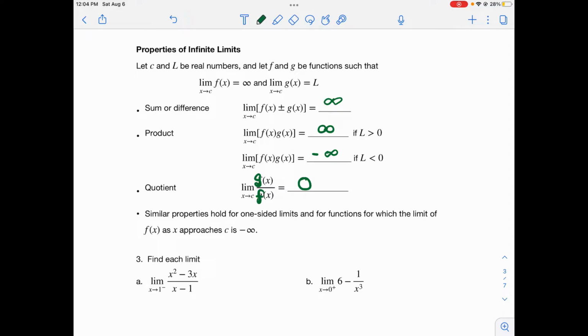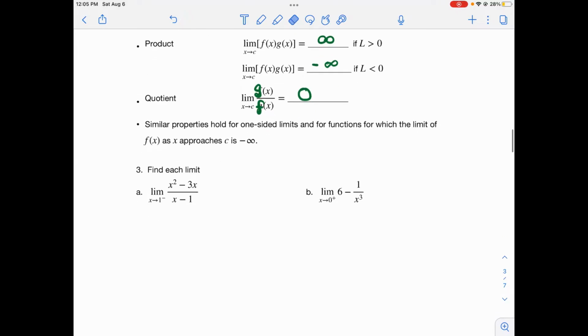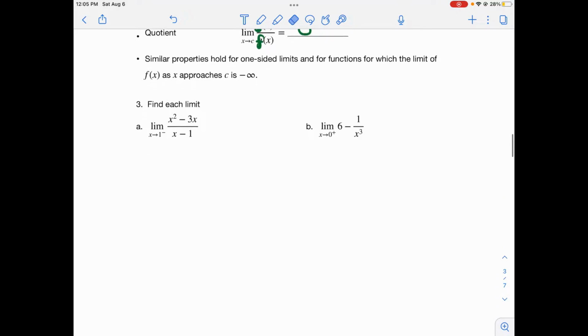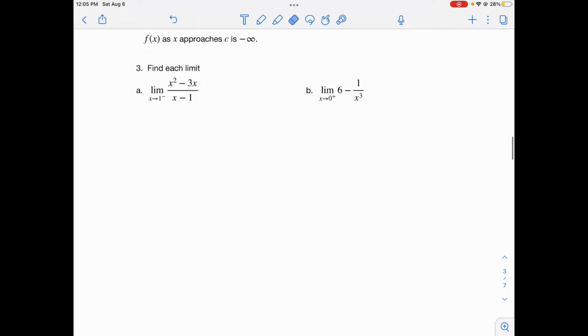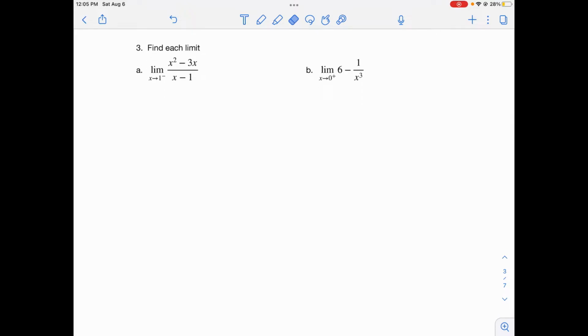These three properties here apply to one-sided limits. So it doesn't have to be a two-sided limit, it can be a one-sided limit. Also, if the limit as x approaches c of f of x is equal to negative infinity, not just infinity, all the same rules apply. These signs would just be switched from infinity to negative infinity, but all of it is the same. So the rules apply in all those cases of any types of infinite limits.